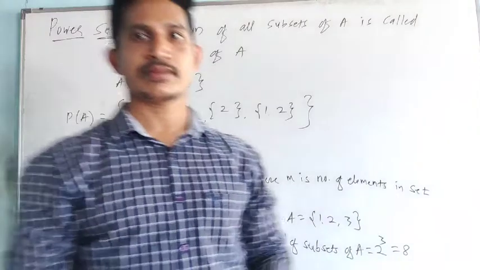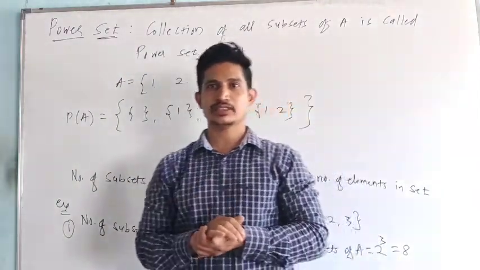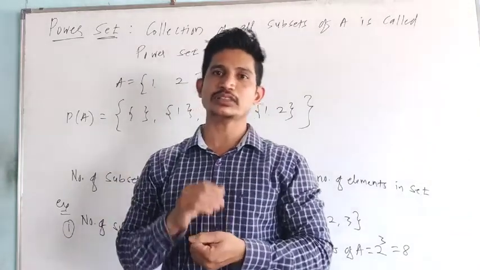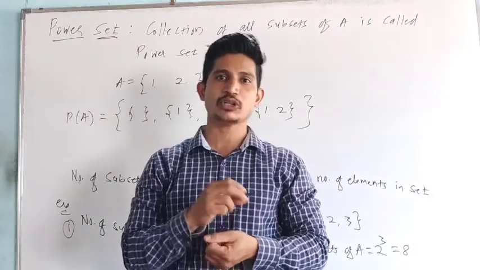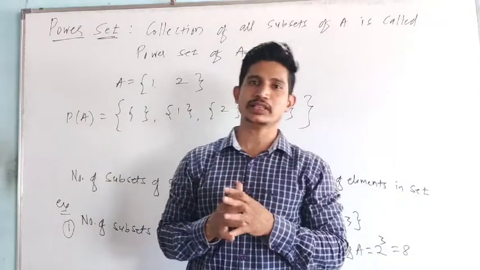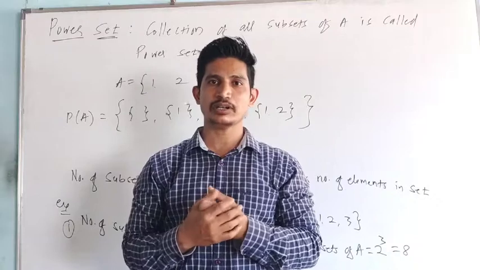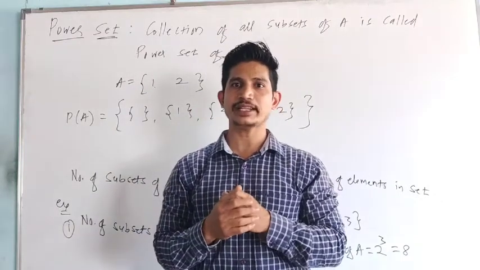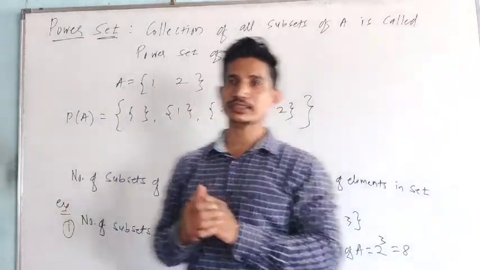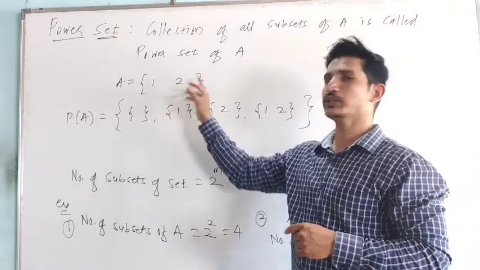Now let's see the next point, power sets. So what is called a power set? The collection of all the subsets of a set A is called the power set. It means we write all the subsets of a given set. For example, just see here, a set A is given, having 1 and 2.